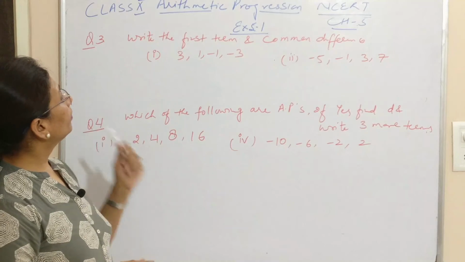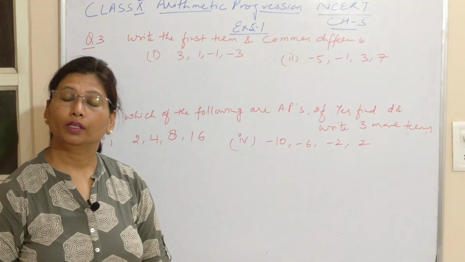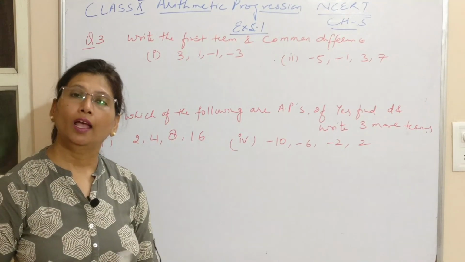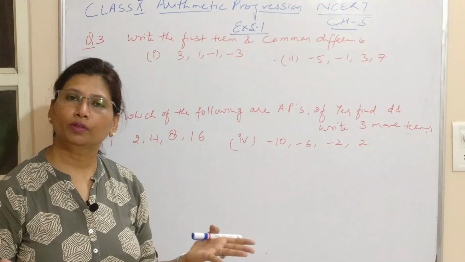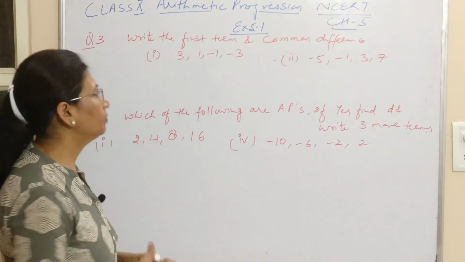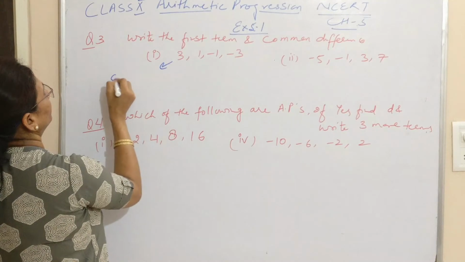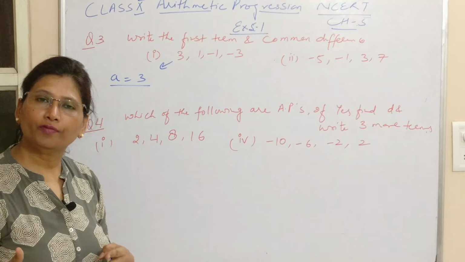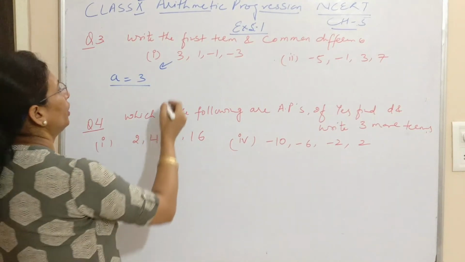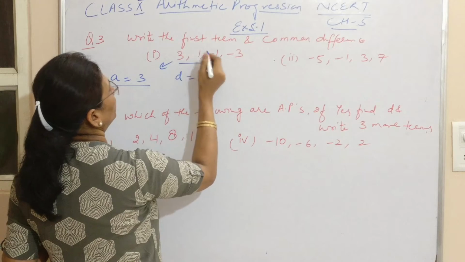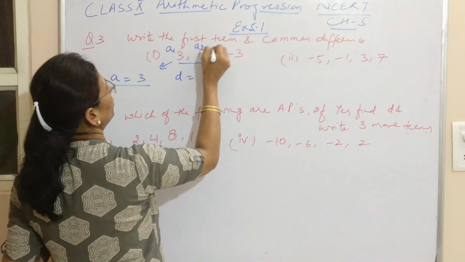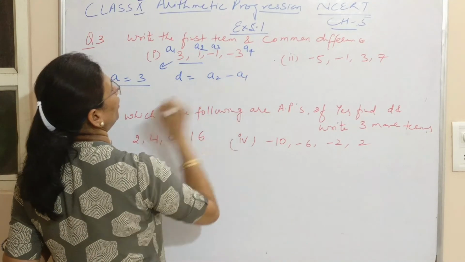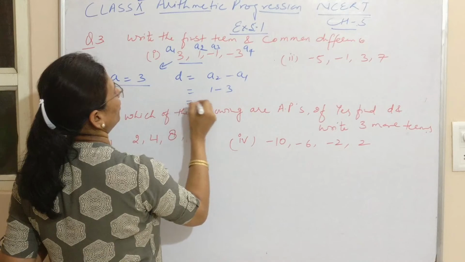So here I'm taking the third question, and the first part says write the first term and their common difference. As far as the first term is concerned, very simple, whatever the first number is, that is the first term. Common difference, how do we find common difference? Difference between two consecutive terms. So D is equal to, here this is A1, A2, A3, A4. So what is D? A2 minus A1. So 1 minus 3 is minus 2.